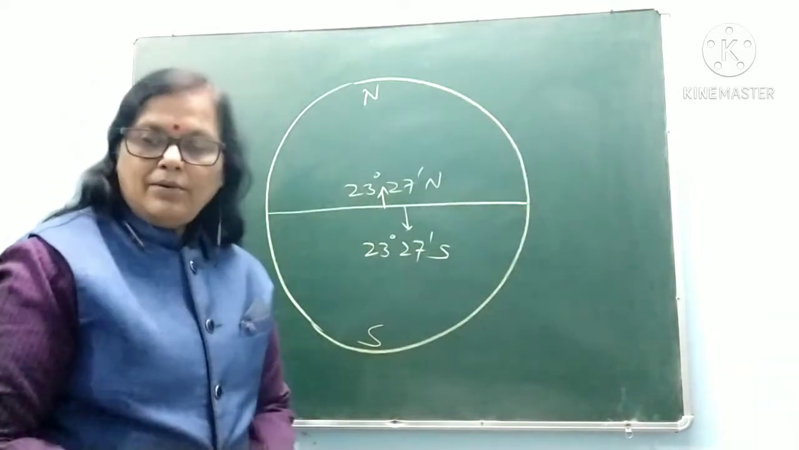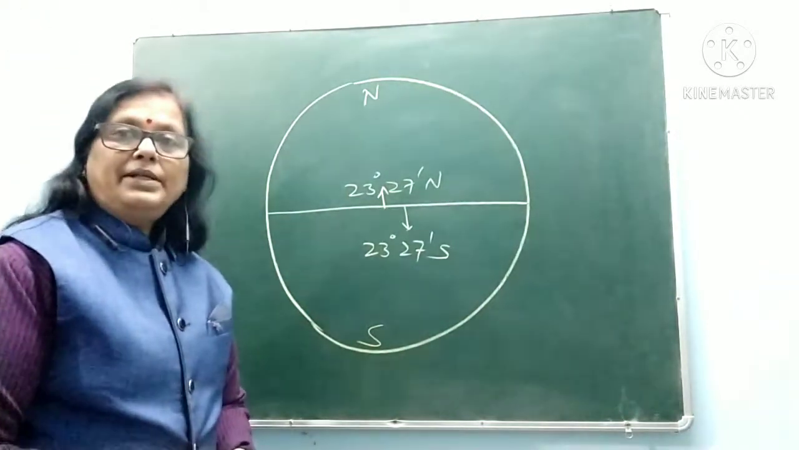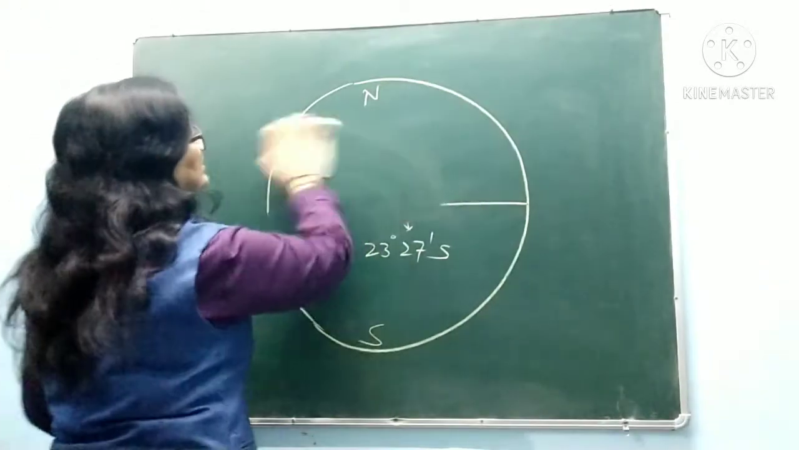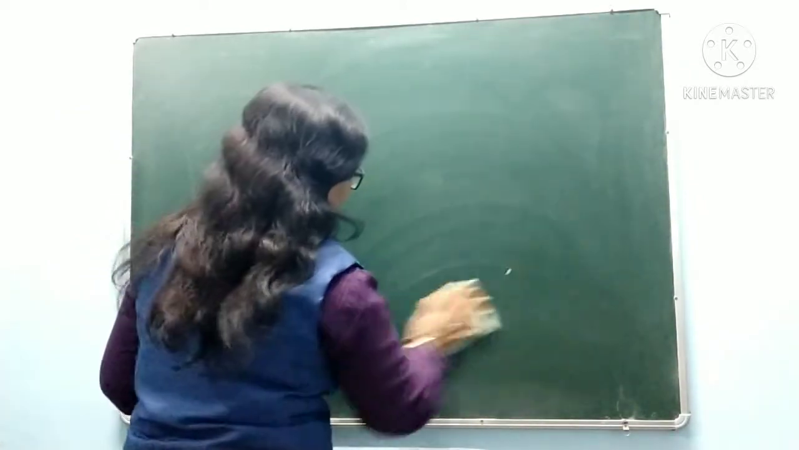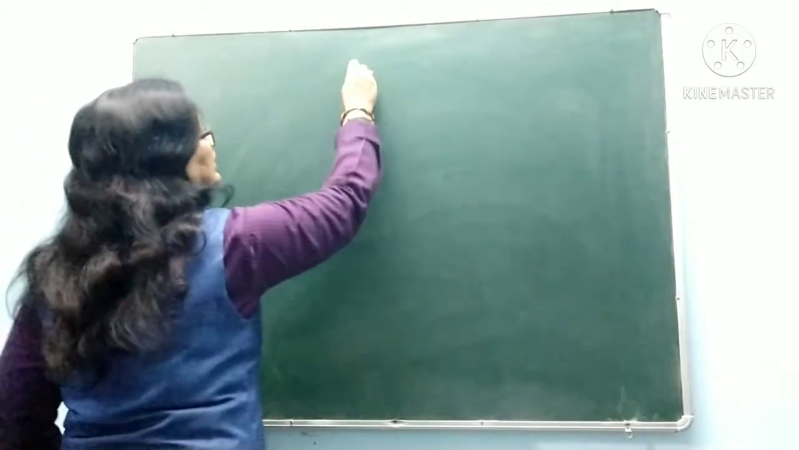Clear? Now let us see the biome which is present in India. We have seen 7 categories of biome in the world. Now let us see the biome in India.